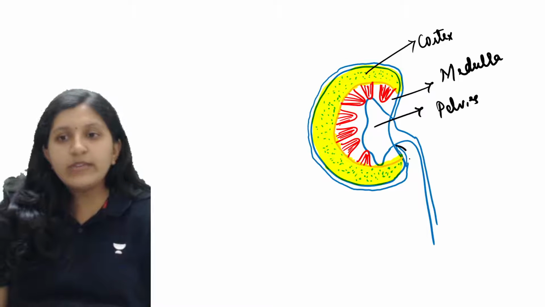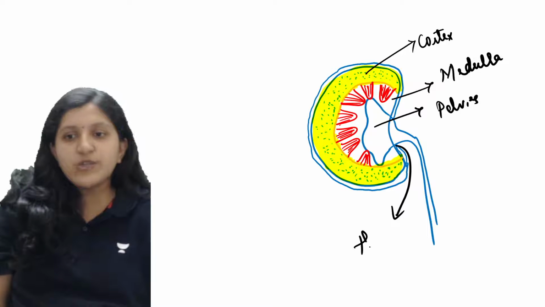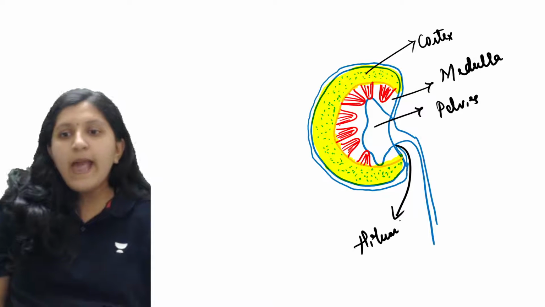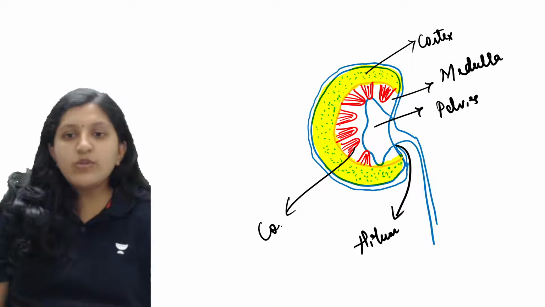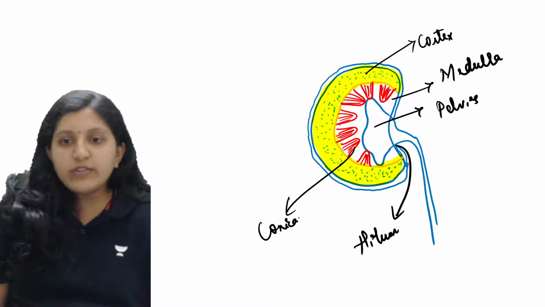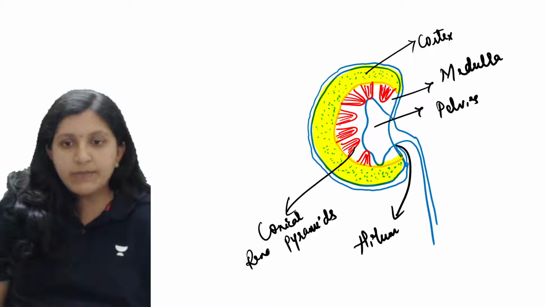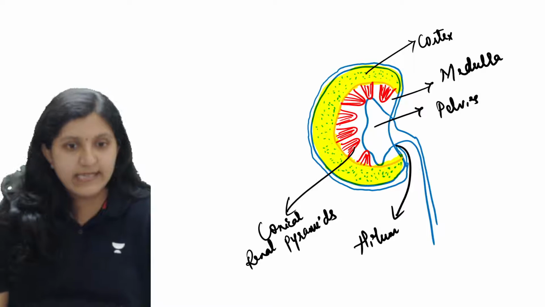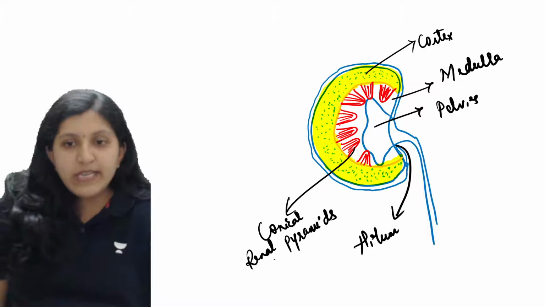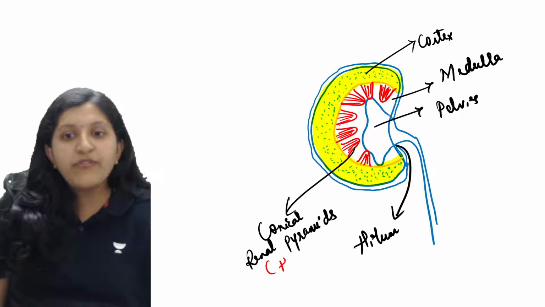to the kidney is called the hilum, and these are conical pyramids. These pyramids are conical pyramids, and these are basically the renal or kidney pyramids. What this particular pyramid contains is Henle's loop.